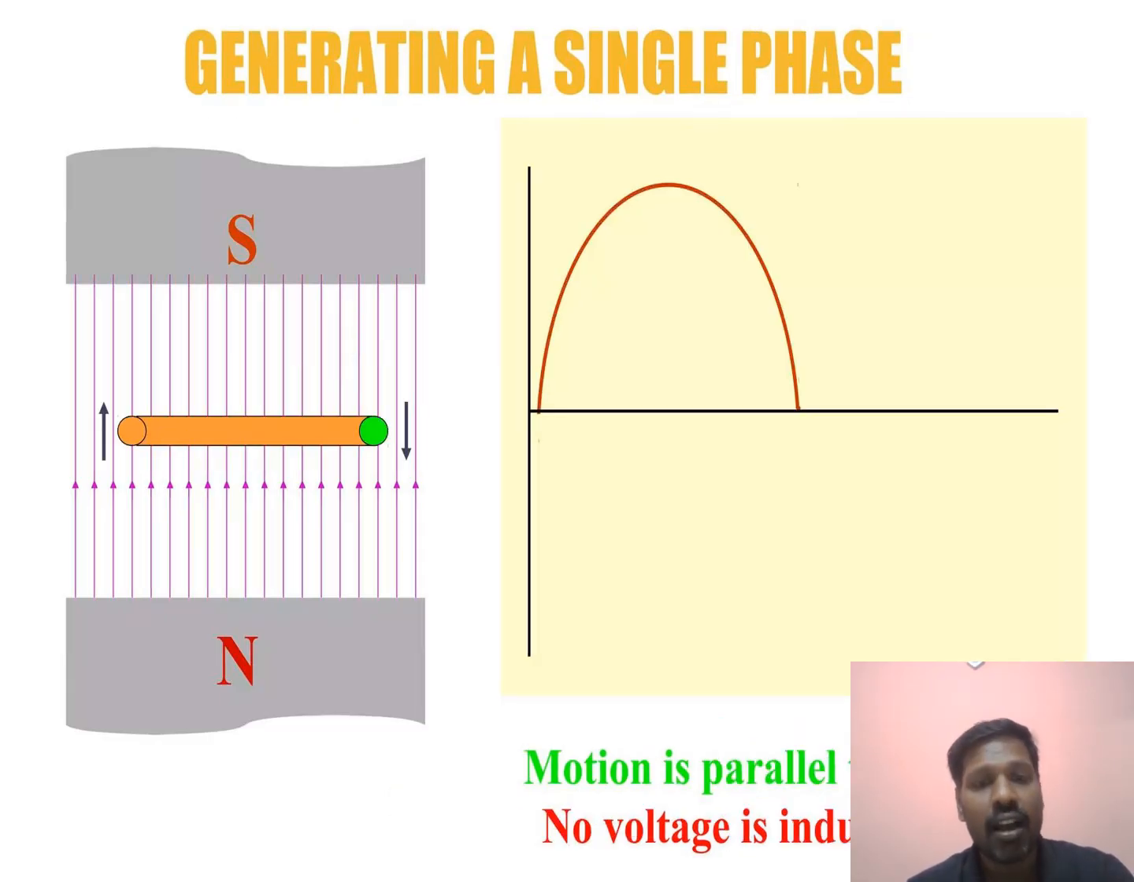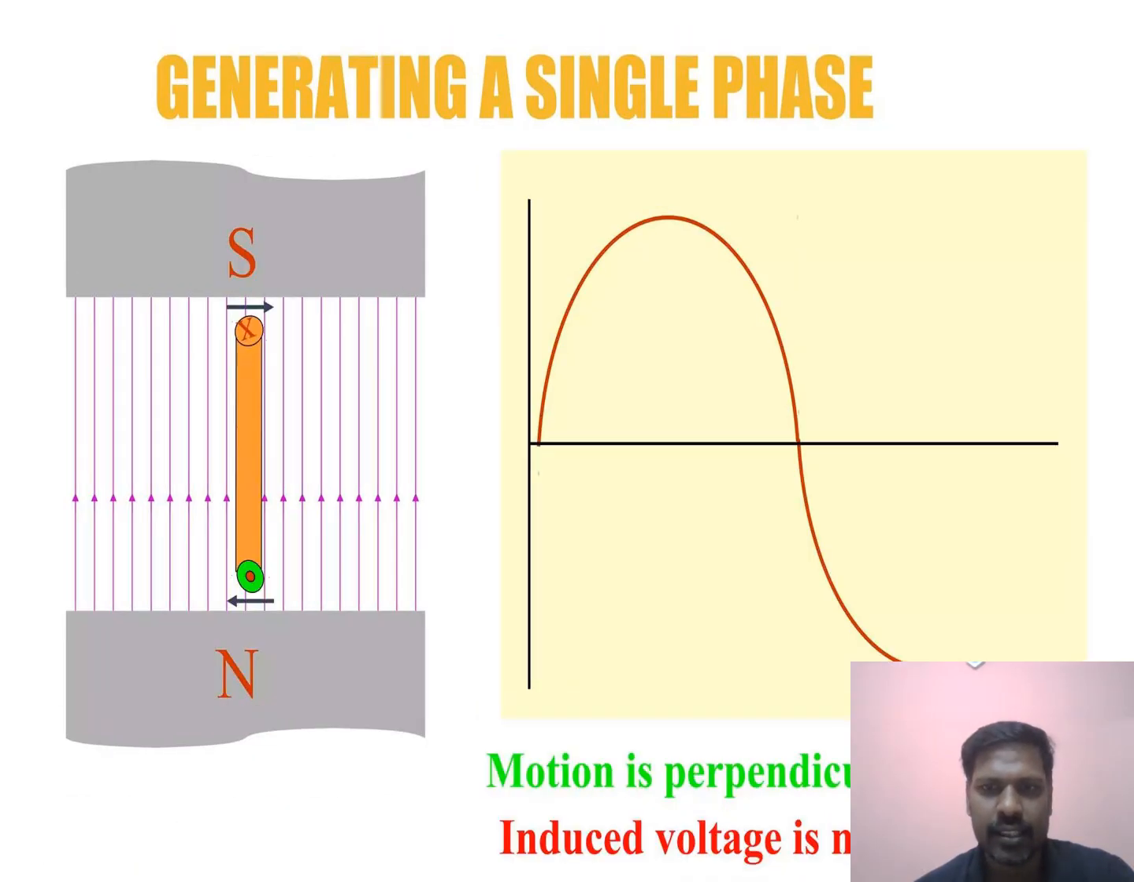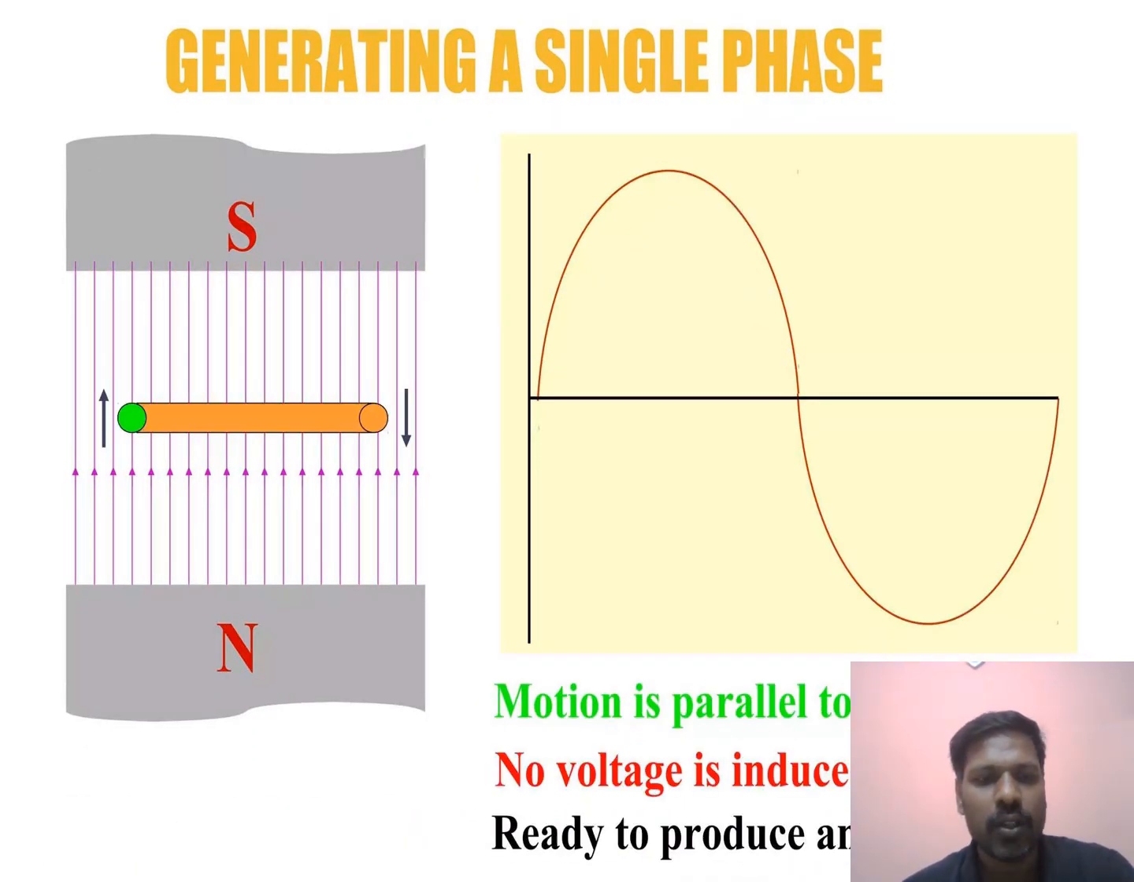As the conductor completes half a rotation, the direction of motion relative to the magnetic field reverses. So the direction of induced voltage and current also reverses. This continuous change in magnitude and direction of the induced voltage with rotation produces an alternating voltage waveform, or AC, over each full cycle. As you can see, the conductor moves in the opposite direction. Okay, so it has completed one rotation, and we get the sine waveform.